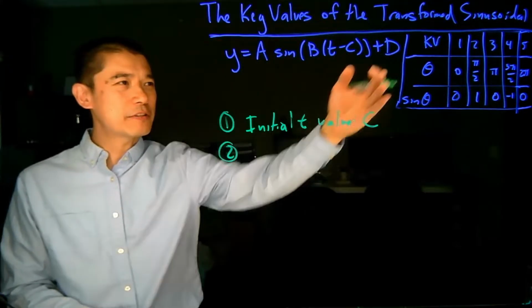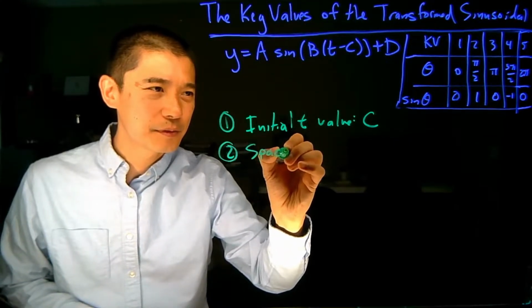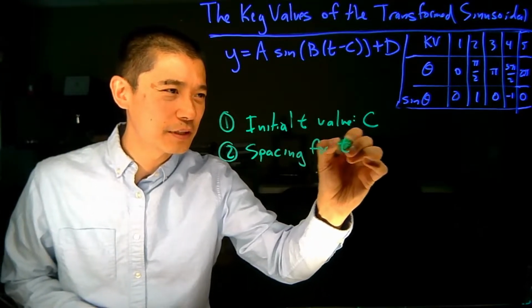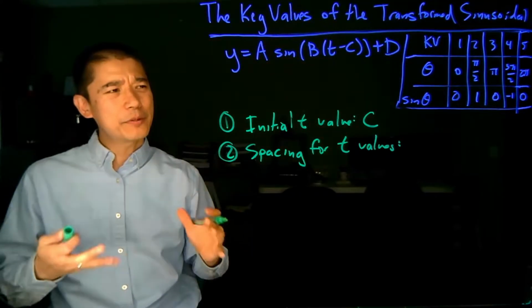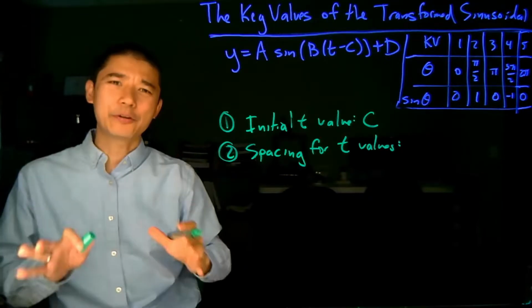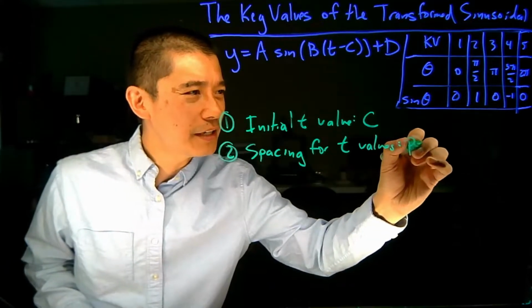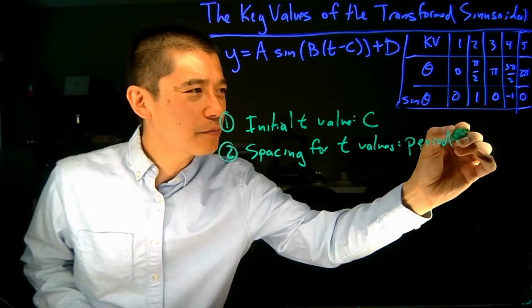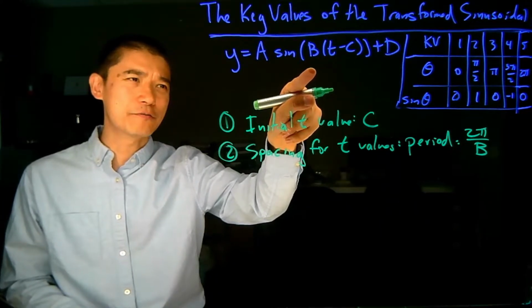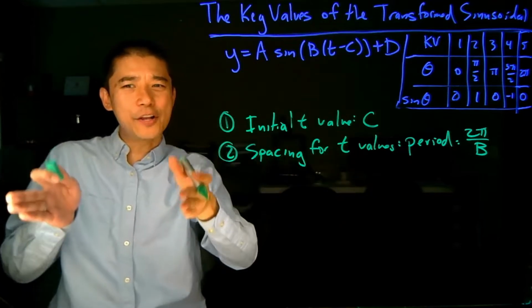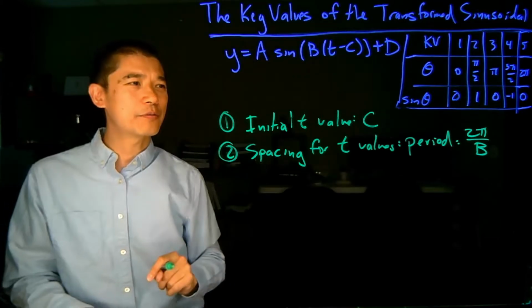The next thing we have to do is get the spacing for the key values, and specifically for the t values. What's that going to be? We're actually going to calculate the period first, and then we want a quarter period because that corresponds to this. So the period is given by the formula 2 pi over b. And this corresponds to the idea that b corresponds to compression. So if b is equal to 2, then the period is half as long because you have to fit twice as many periods in the same amount of time that you did originally. So this is the formula for the period.